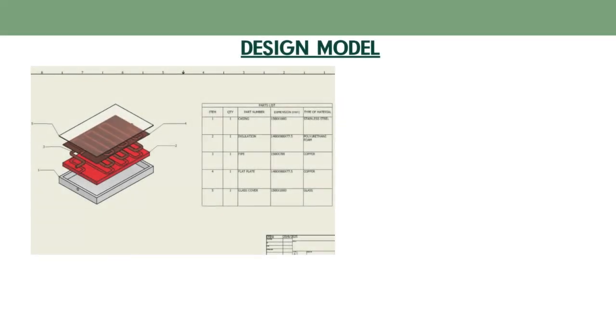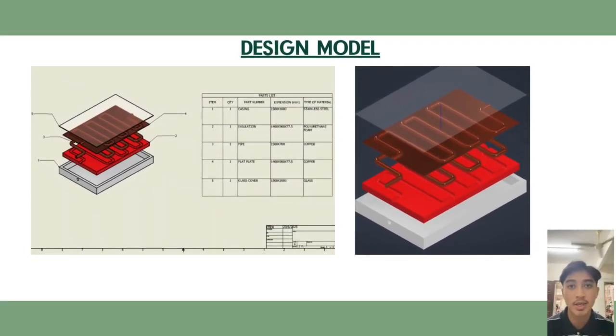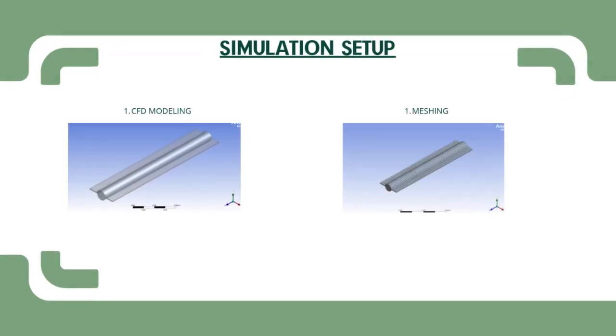Thank you. So I will present the slide on the design model. This is the design model used for our simulation. It represents the structure and key components of the system, including the flat plate and copper piping. The purpose of this model is to study the thermal performance under solar exposure using CFD tools. So next is simulation setup, CFD modeling and meshing.